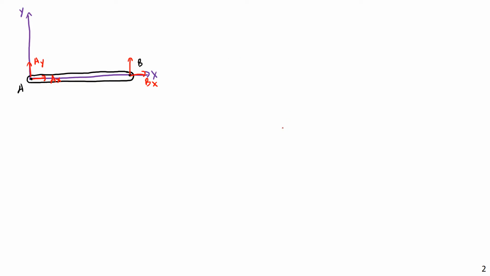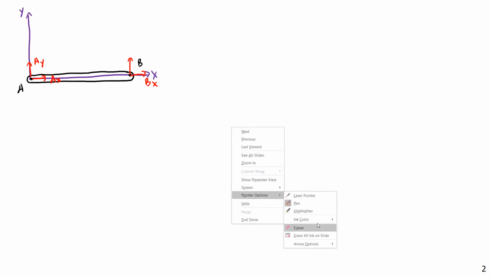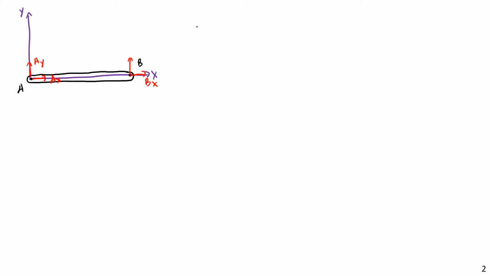And this may look familiar. This may start to look familiar if you remember our video on the 2 force bodies. And we're going to actually work through a derivation that's very similar. And let's say this whole thing has a length L. If I do a sum of moments about point A, well, I will see that AX, AY, and BX, none of them generate any moment about point A. So all that's left is B times L equals 0.